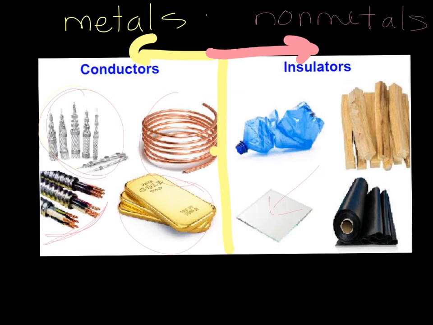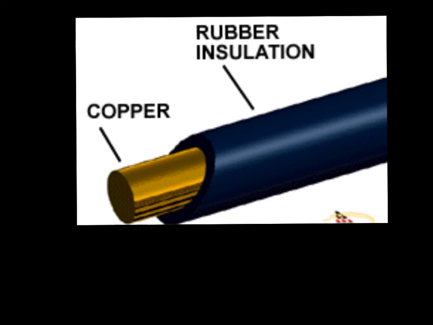This is why cords that contain wires are designed the way they are. Cords or wires are designed so that the inside is a good conductor, usually made of something like copper, and the outside is a good insulator made of something like rubber. That way, the electric current can flow through the copper without escaping to the outside, and this is what protects you from getting a shock when you touch it.